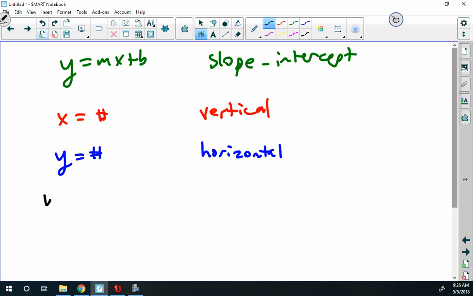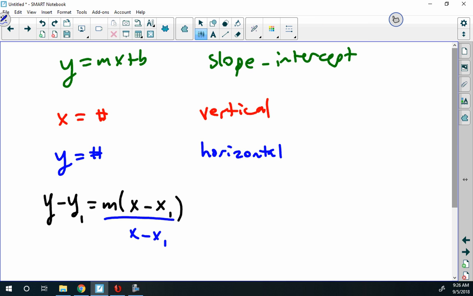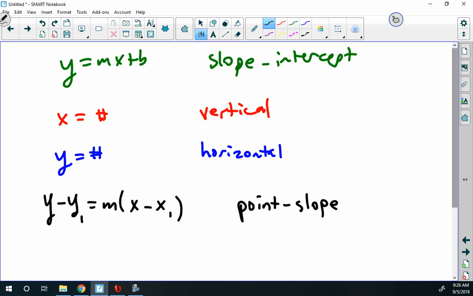There's this other form that I kind of like. It says y minus the first y equals m times the quantity x minus the first x. Anybody remember the name of that one? If you could picture dividing both sides by x minus x1, doesn't that kind of look like the slope formula? This is actually called point slope form. It's really handy, really useful.